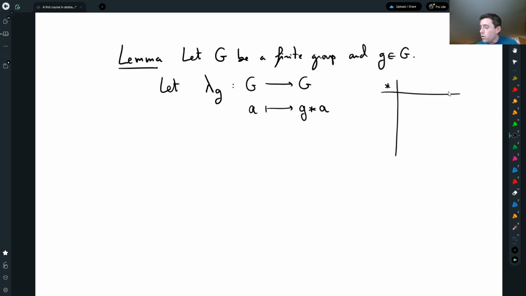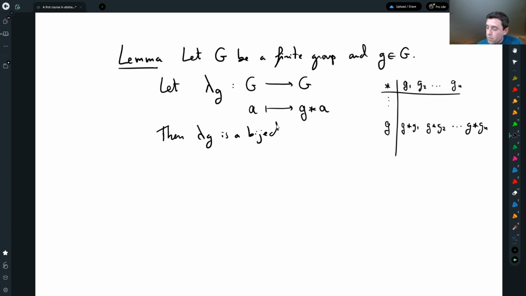If I have the Cayley table and I have g1, g2, all the elements of my group, when I have the g row here, this is g times g1, this is g times g2, and this is g times gn. So if this map is a bijection, that implies that this row is in fact a permutation of all the elements of G. So this is going to correspond to a permutation of the elements of G, which in turn corresponds to a permutation of the numbers 1 through n, which denote the index of the elements of G itself.